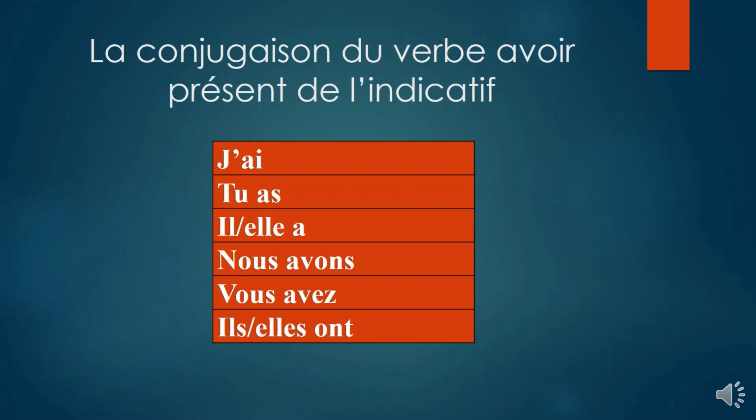Encore une fois, répétez après moi. J'ai, tu as, il a, elle a, nous avons, vous avez, ils ont, elles ont.